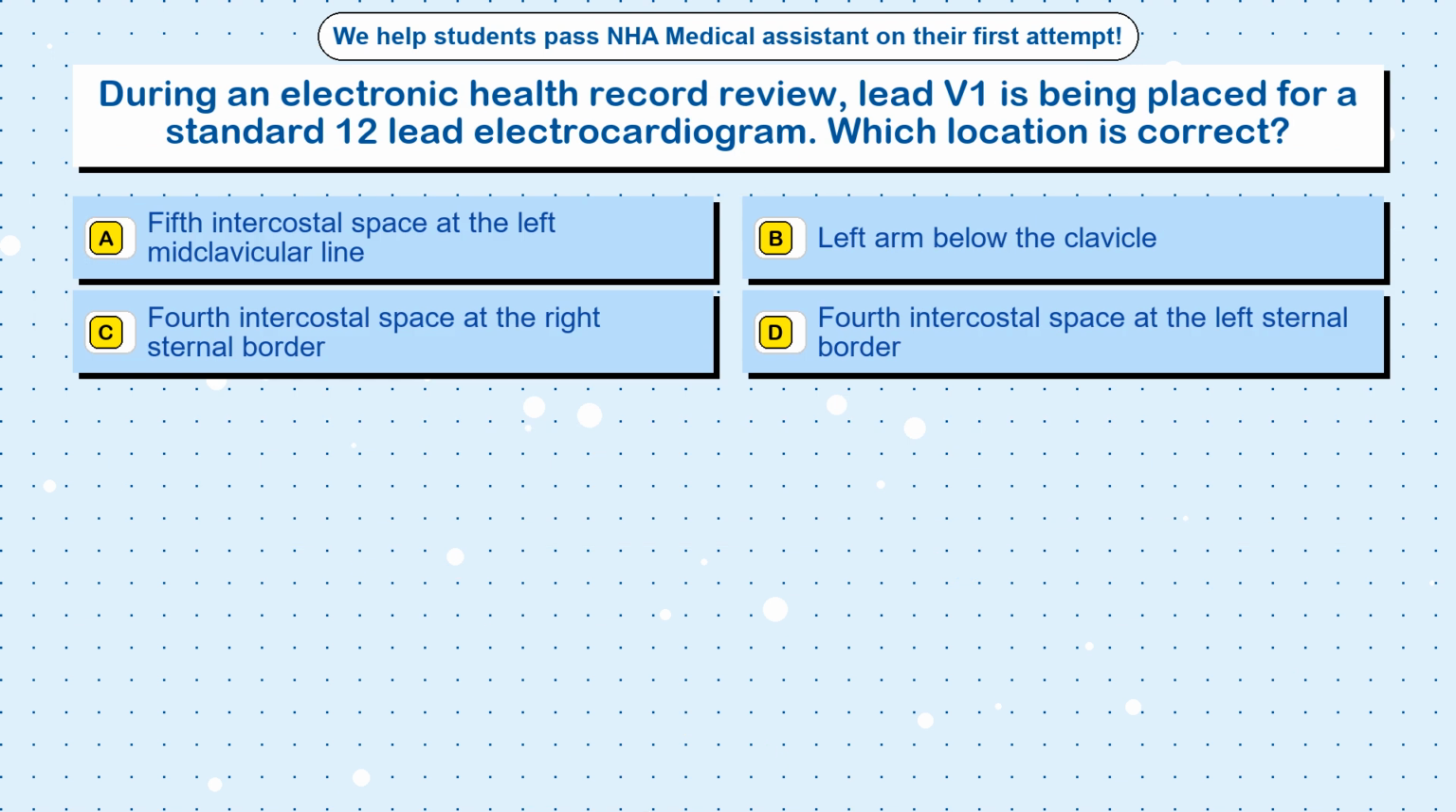Question 77. During an electronic health record review, lead V1 is being placed for a standard 12-lead electrocardiogram. Which location is correct? Option A, 5th intercostal space at the left midclavicular line.